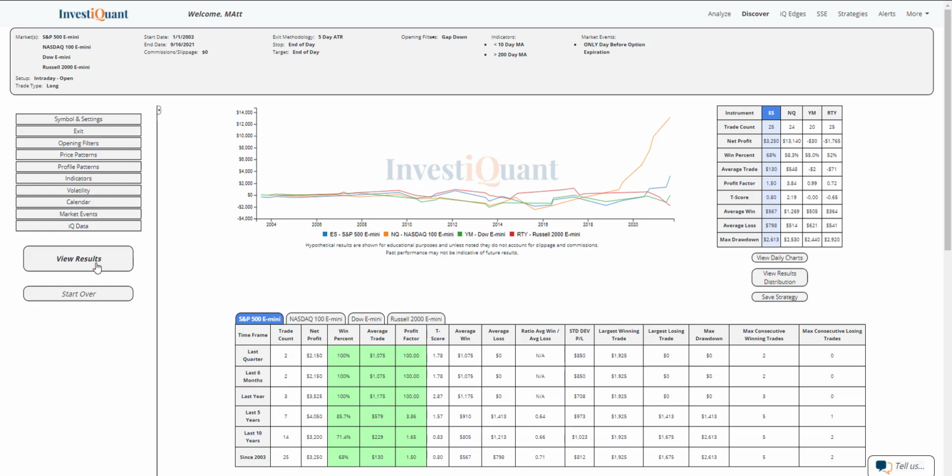If we look at the win rates on them, the S&P is coming in the strongest. 68% of those 25 samples have closed above the opening print. For the NASDAQ, that's 58%. For the Dow, 55%. And the Russell is the weakest at 52%.